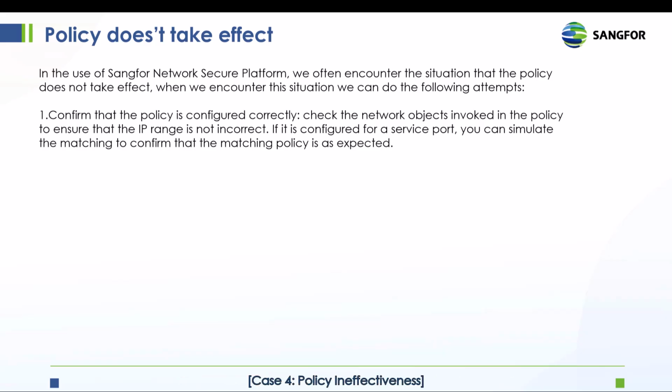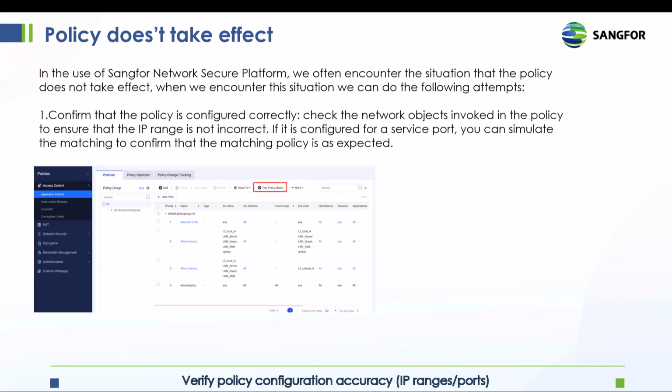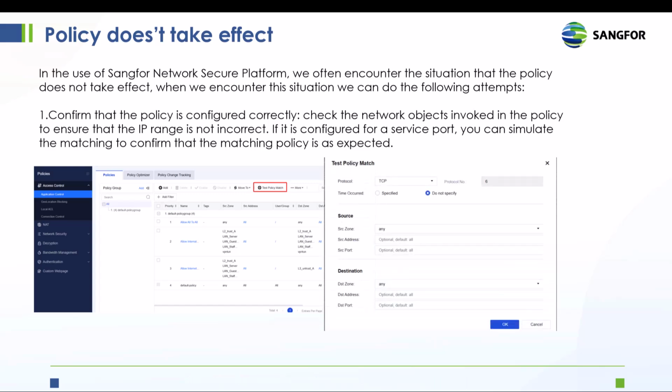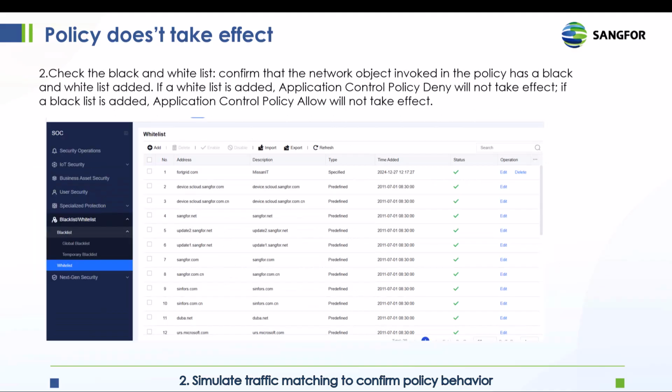Case 4. Policy ineffectiveness. Troubleshooting steps for non-functional policies. 1. Verify policy configuration accuracy, IP ranges or ports. 2. Simulate traffic matching to confirm policy behavior. 3. Check whitelist or blacklist conflicts. Whitelist entries override deny policies. Blacklist entries override allow policies.